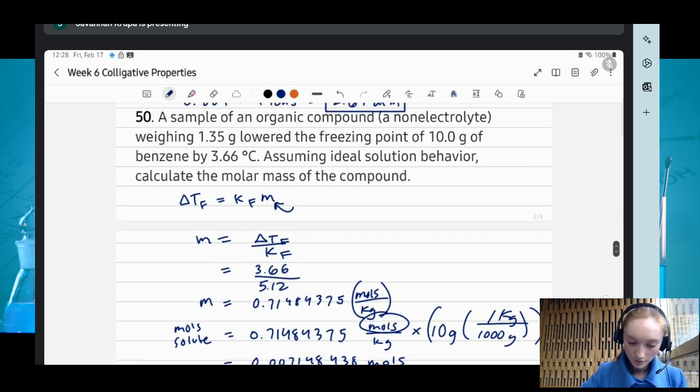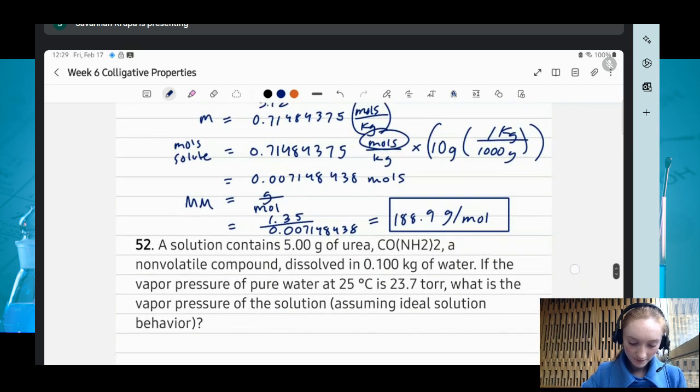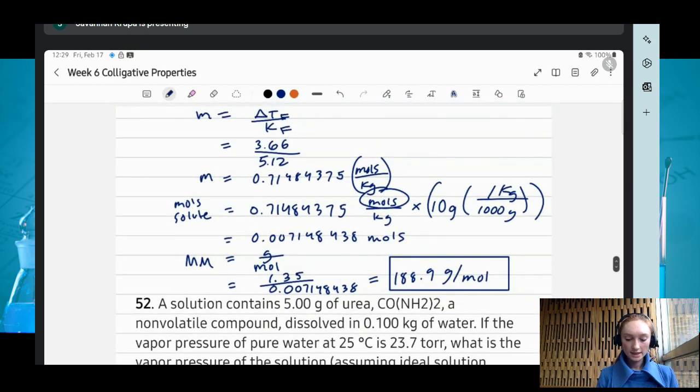Okay, and let us move on to the next problem. So 52 asks, a solution contains 5 grams of urea, CONH2, a non-volatile compound dissolved in 0.100 kilograms of water. If the vapor pressure of pure water at 25 degrees Celsius is 23.7 torr, what is the vapor pressure of the solution? So this is assuming ideal solution behavior, and we have an equation for this problem.